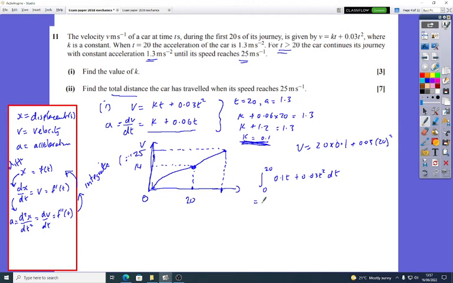Okay. 0. What did you get for that? Anybody? Oh, I've got 100, yeah. So that's 100 meters. This travels from there.